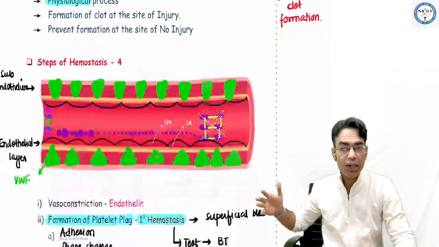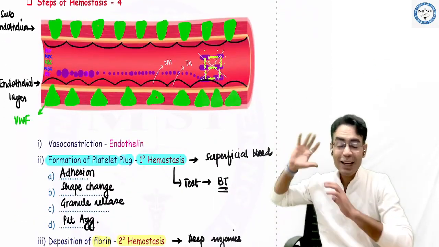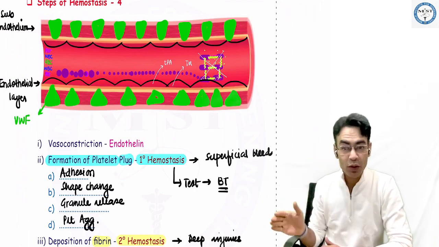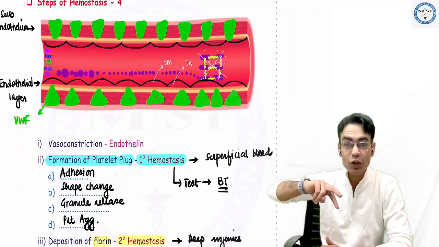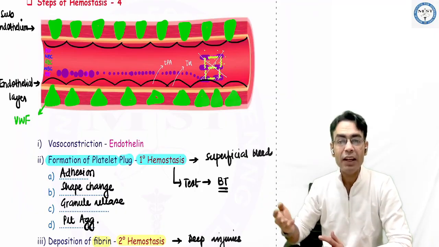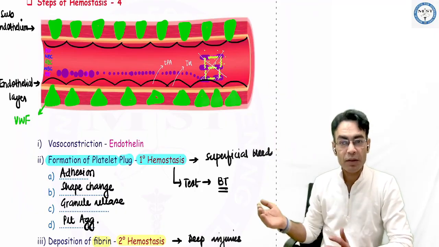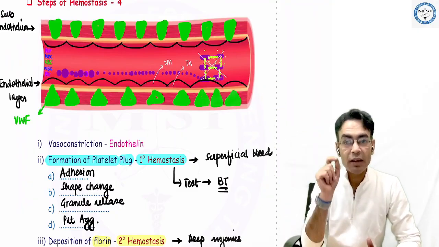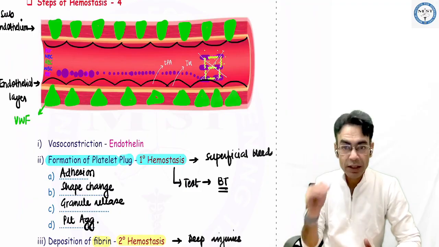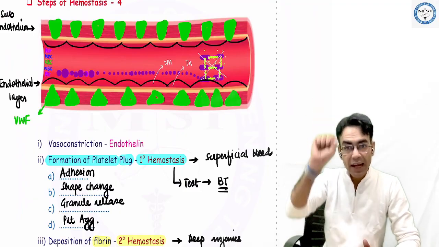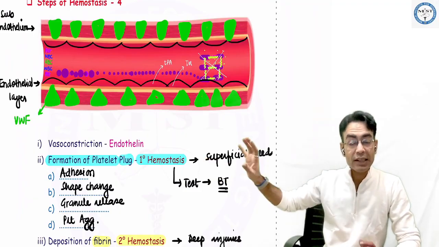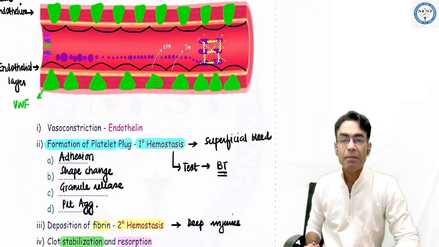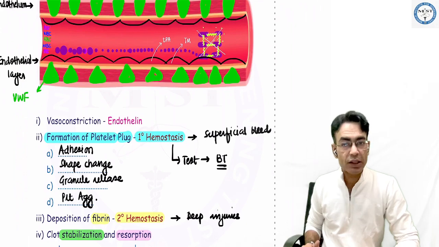So, for the process of hemostasis, I hope you remember from the classes, we have revised it multiple times during the class. The first is vasoconstriction because we do not want to leak the blood. Second is primary hemostasis, then secondary hemostasis, and finally clot stabilization and resorption. Primary hemostasis, four things. Deepika comes and attaches to Ranveer Singh. Adhesion, she lies down, shape change, granule release, and aggregation. This is primary hemostasis, the clot which is formed only of platelets. It can only work for superficial bleeds, and the test for this is bleeding time.